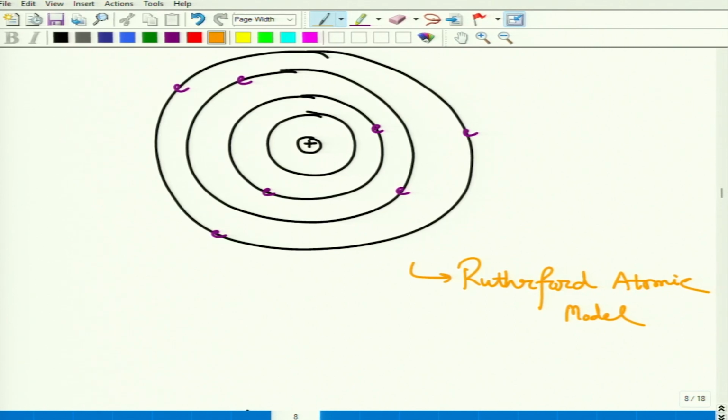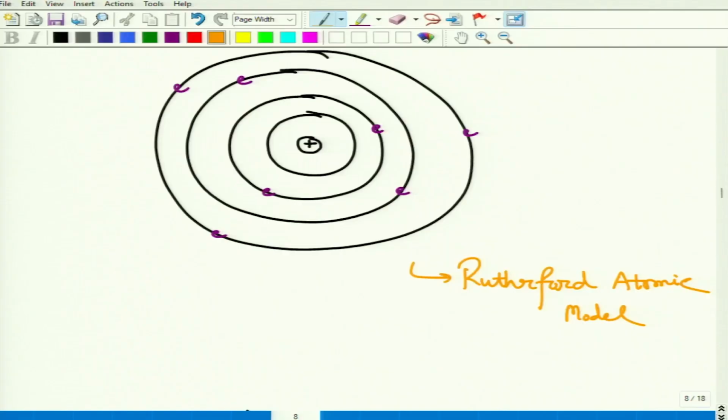Okay. If we consider the overall solar system, size is not the correct word, mass is the correct word. The mass of the electron is negligible compared to the mass of the nucleus, just as in the solar system the mass of the planets is negligible compared to the mass of the sun. Also, most of the space in the solar system is empty. Here also most of the space is empty.